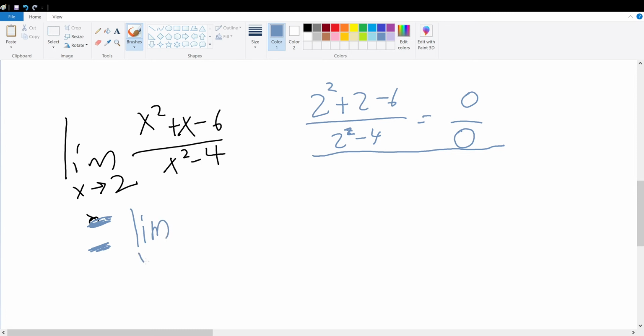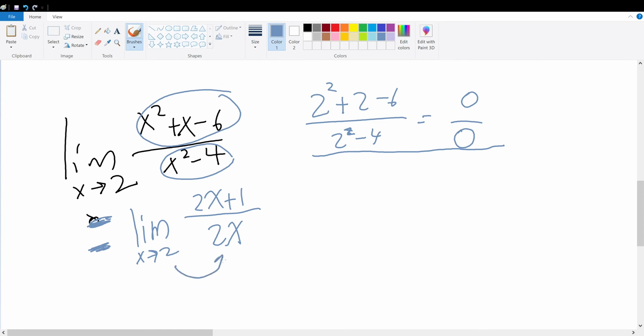So when the limit as x goes to 2, you take the derivative of the function on the top and the one on the bottom, which would be 2x plus 1 simply over 2x. Now, after you finish taking the derivative, you substitute 2 into this, which gets you 2 times 2 plus 1 over 2 times 2, which is equal to 4 plus 1 is 5 over 4, which will be your solution.